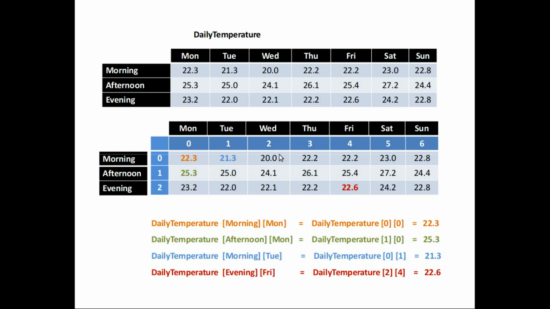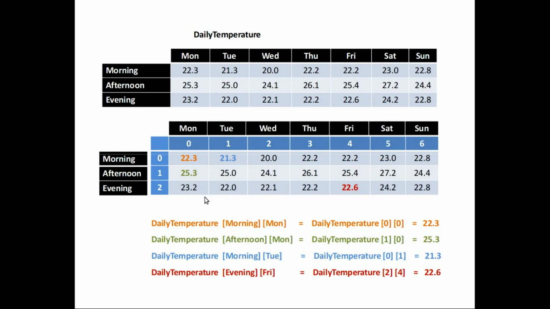Remember, we said array indexes always start from 0 to 1 less than the length of the array. So since we have 7 columns in this table, I'm representing each column with an index position, and I'm starting from 0, so it's going to run from 0 to 6, representing the 7 days of the week. Now, each of those days should have 3 different temperature values: 1 for the morning, 1 for the afternoon, and 1 for the evening.